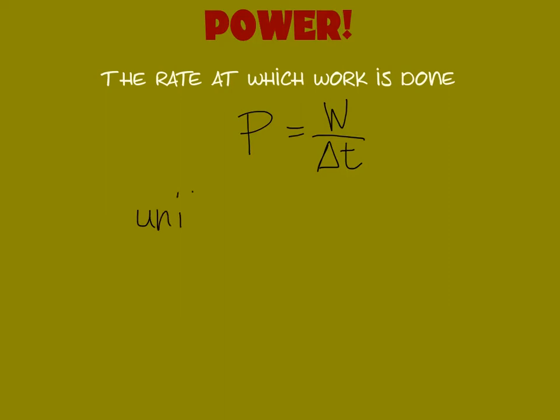And so if we think about the units here based on the equation, we know that work is in joules and time is in seconds. Except we don't really call it a joule per second, we call it something else, and it's something that you should be familiar with, a unit that you've heard before. The unit of power is called a watt. And the symbol for watt is a capital W, not to be confused with the symbol for work.